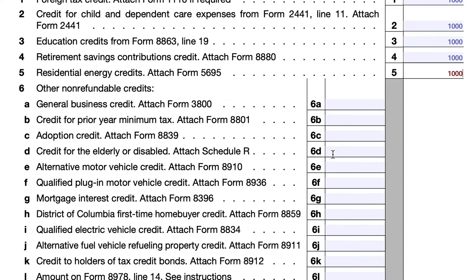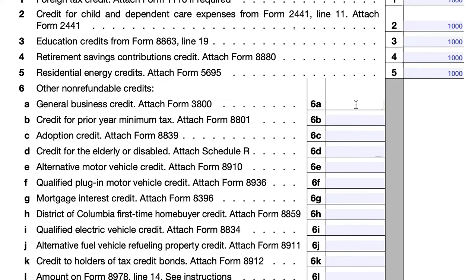In line 6, there's a long list of other non-refundable credits. I think that they're bunched here primarily because they're lesser known and probably lesser used. So we'll start with 6A, the general business credit.